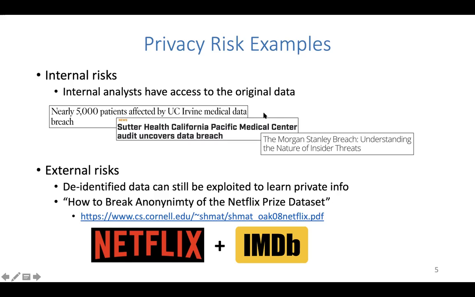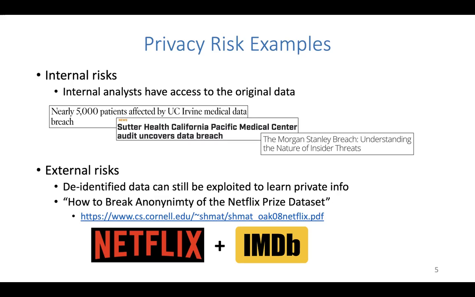External risk also exists. Simply releasing de-identified data is not enough, because there's always a potential probability that someone else out there in the world can link your released de-identified data with some external data and then try to uncover or identify individuals. So de-identified data can still be exploited to learn private information.